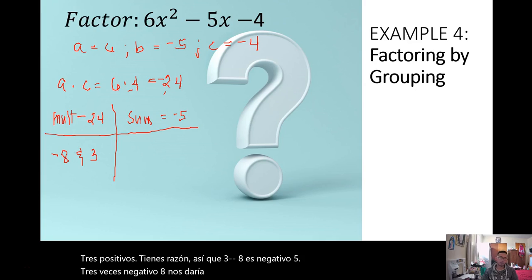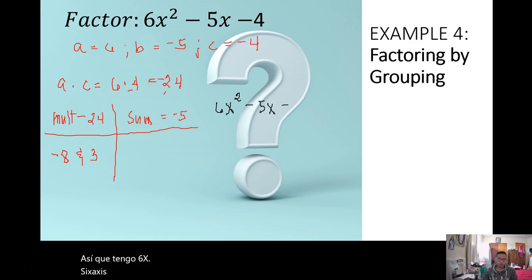Now, we're going to factor this one and regroup that. Okay, so I have 6x squared minus 5x minus 4. That is equivalent now to 6x squared minus 8x plus 3x and then minus 4.